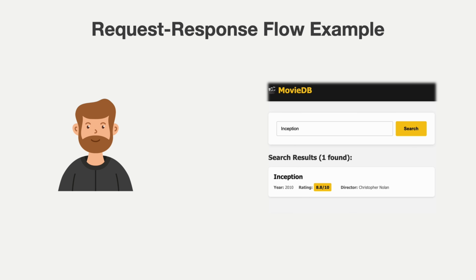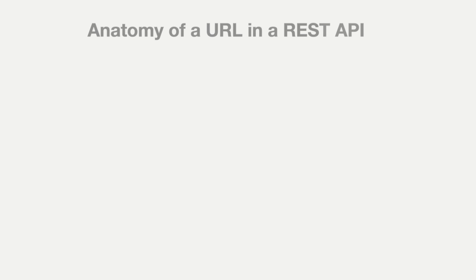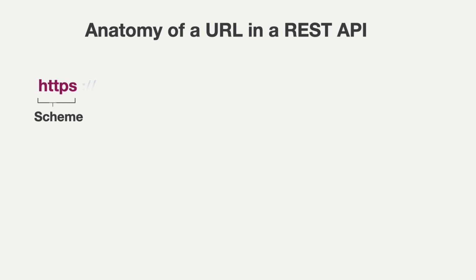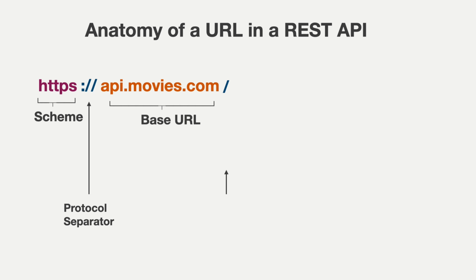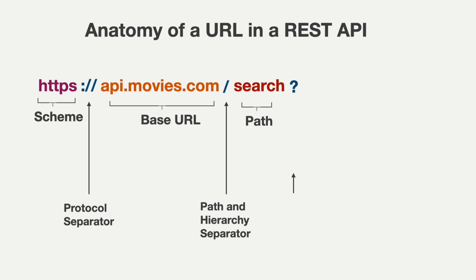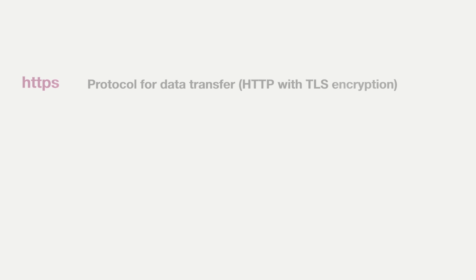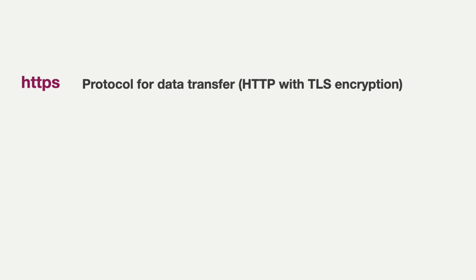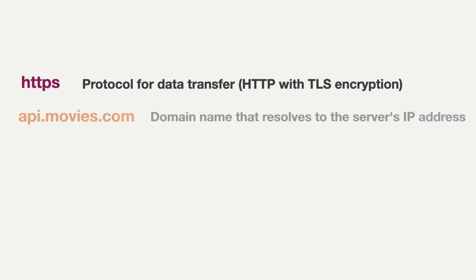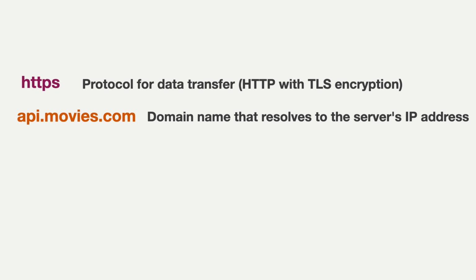Now let's break down exactly what's in the URL, because each part has a specific purpose. First, there is a scheme followed by a protocol separator. Then there is a base URL followed by a path and hierarchy separator, a path followed by the query parameter introduction, and finally the query parameter. Let's examine each one. First, the scheme, HTTPS. This tells us the protocol, how data gets transferred. HTTPS is HTTP with encryption, which secures the connection between your app and the server. Next, the base URL. This is the host, the domain name that resolves to the server's IP address. It tells your app which server to contact.